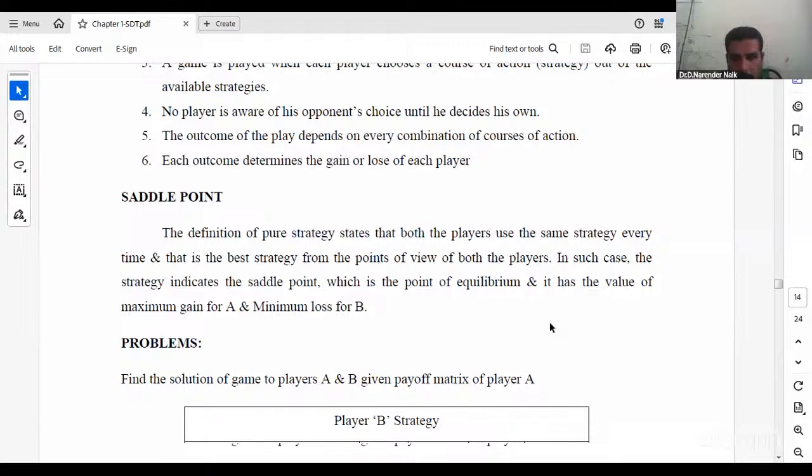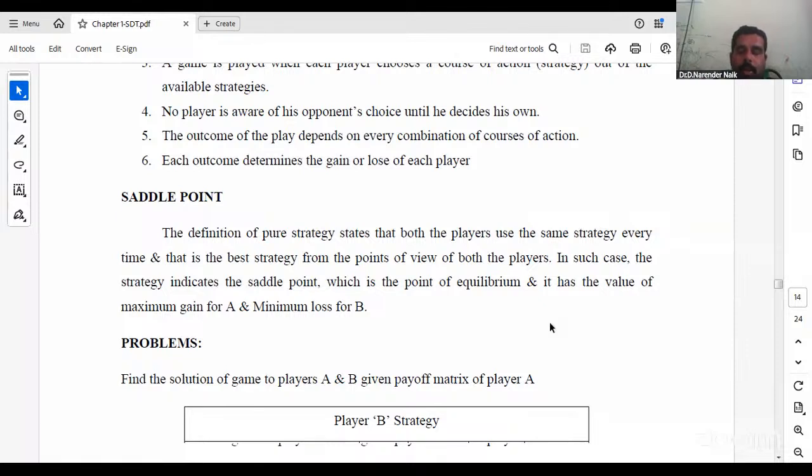It is a maximum gain for A and minimum loss for B. Both the teams have equal chances to win the game, and both the teams have equal chances to lose the game. That's why we can say it has a value of maximum gain for A and minimum loss for B.